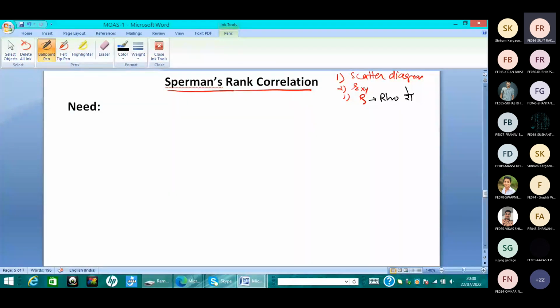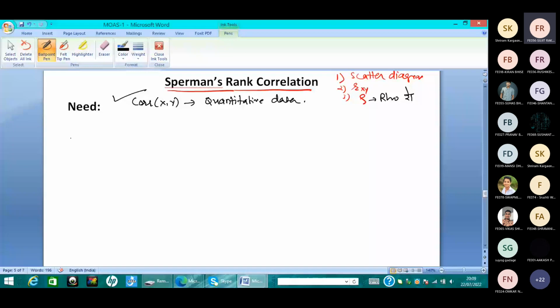Actually, the Karl Pearson correlation coefficient, the previous formula you have applied, can be applied to only quantitative data. Suppose marks of students in two subjects, or marks of students in two divisions. So when you have quantitative data, I mean numerical data, definitely this is the best choice. But sometimes this is not the case.